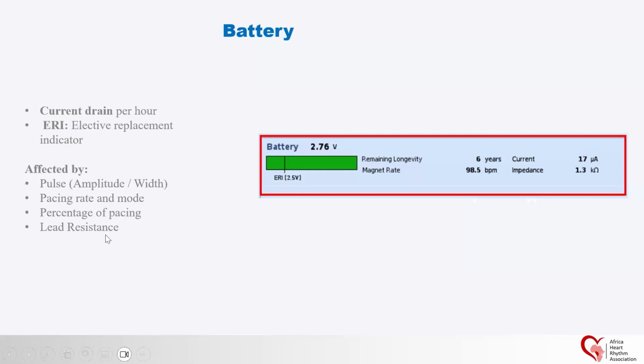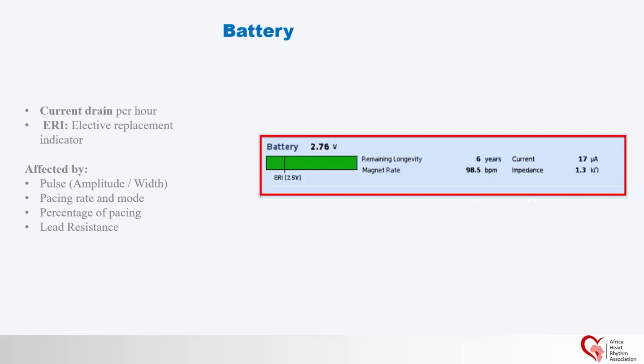The lead resistance or lead impedance also affects the longevity of the battery, because if we have a big value of impedance, that needs more energy and more current from the battery to depolarize the myocardium. So those four parameters or four settings affect the longevity of the battery.